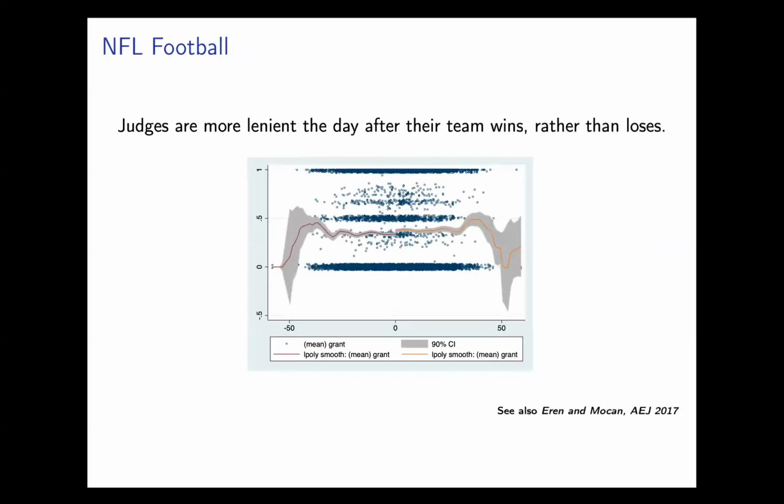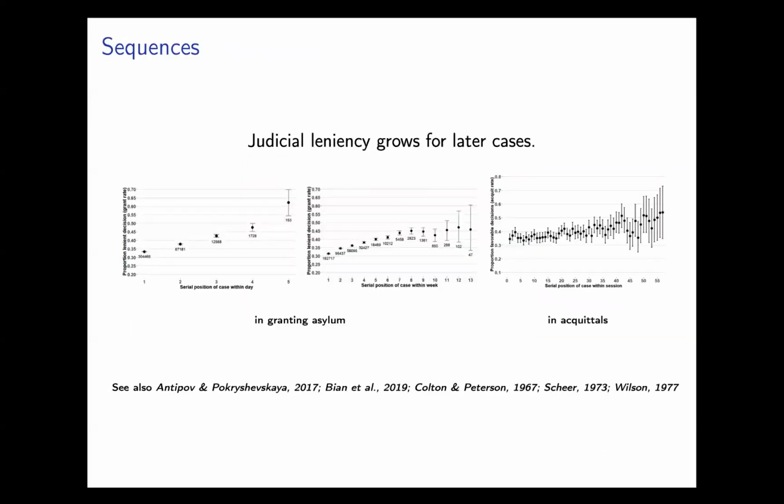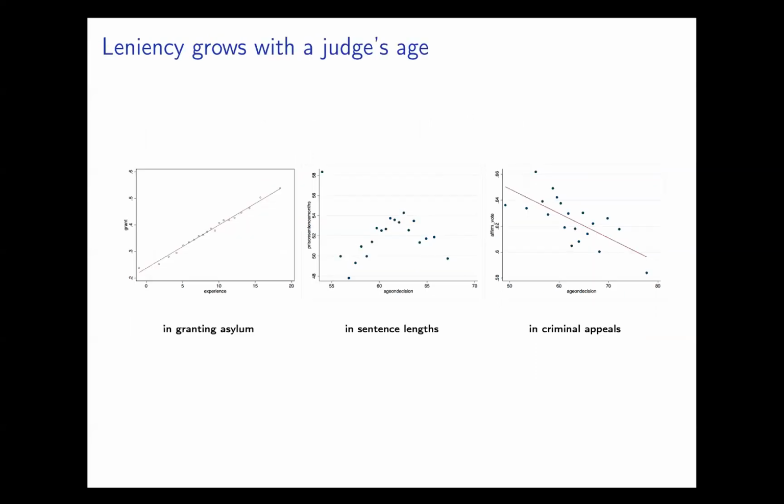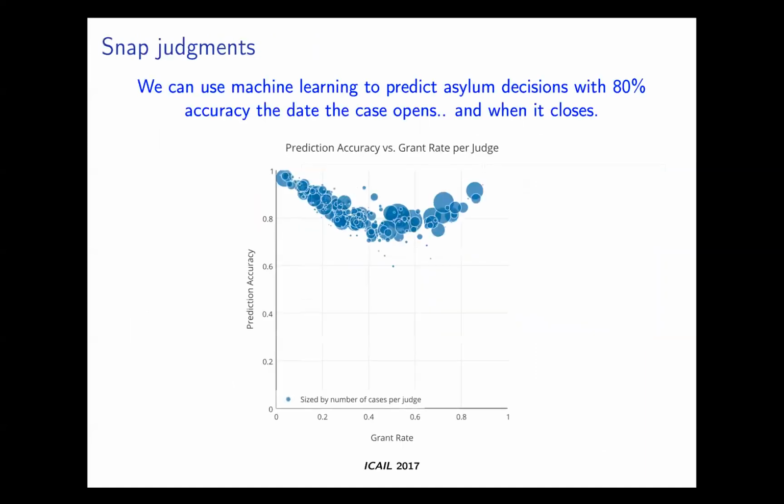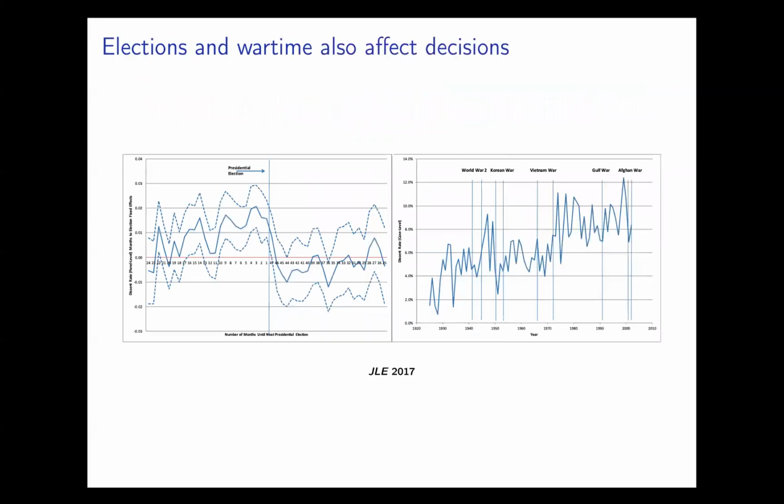NFL football. Judges are more lenient the day after their team wins rather than loses. Sequences. Judicial leniency grows for later cases and with judges' age. Snap judgments. We can use machine learning to predict asylum decisions with roughly 80% accuracy the date the case opens and when it closes. Elections and wartime also affect decisions.